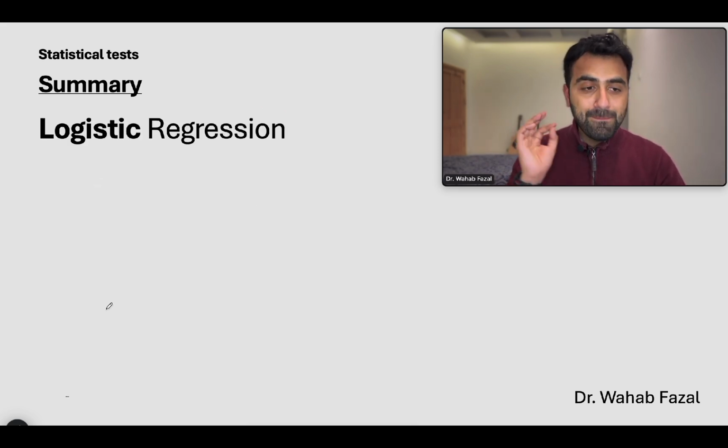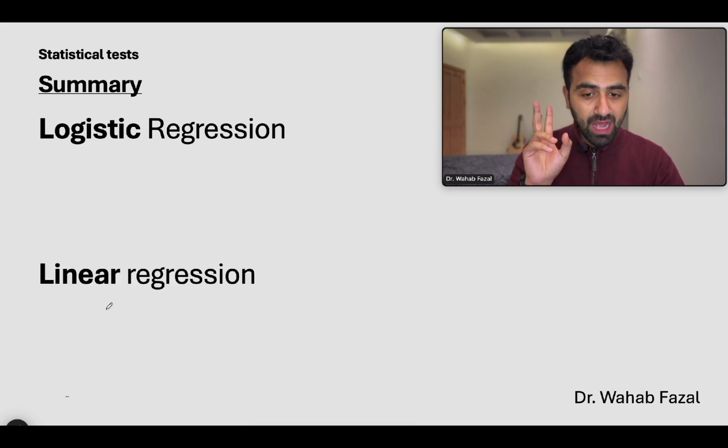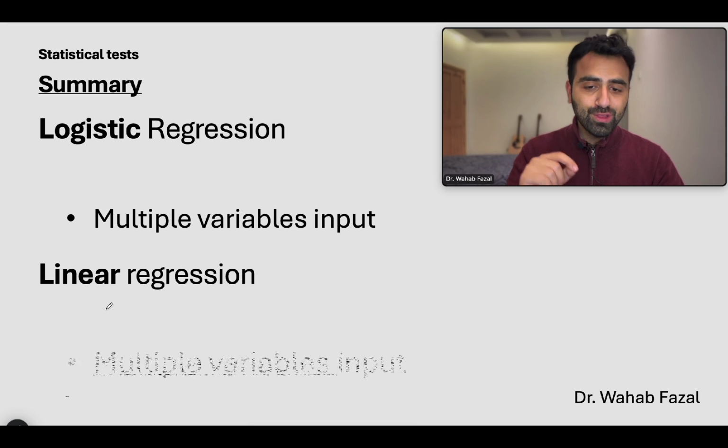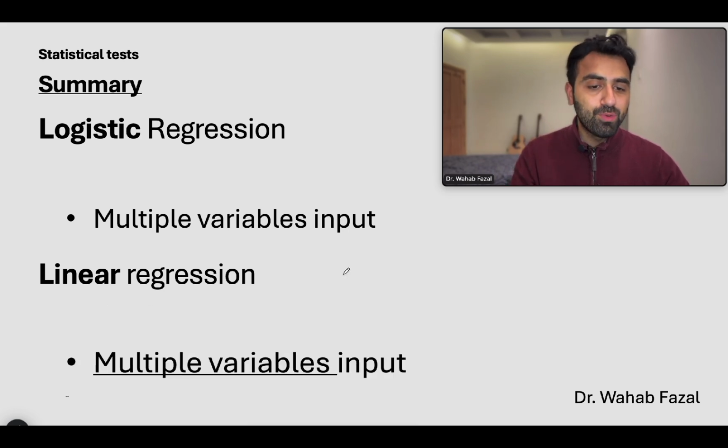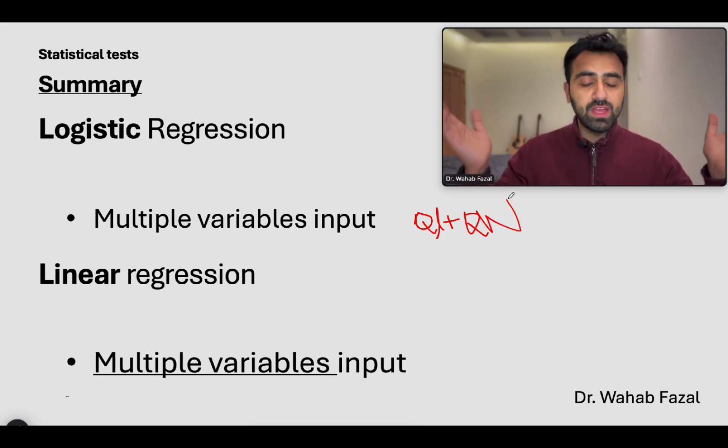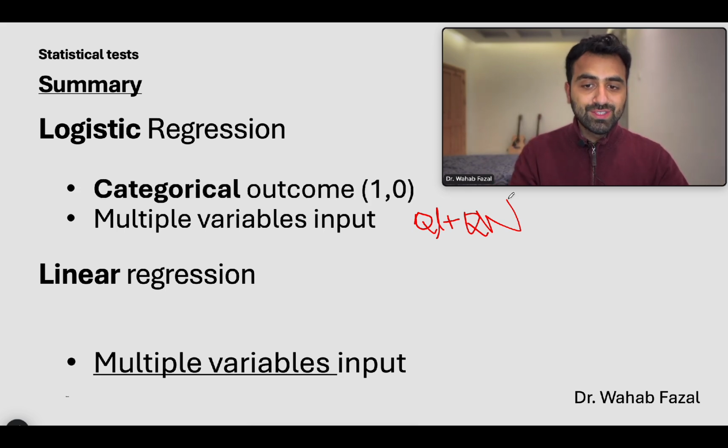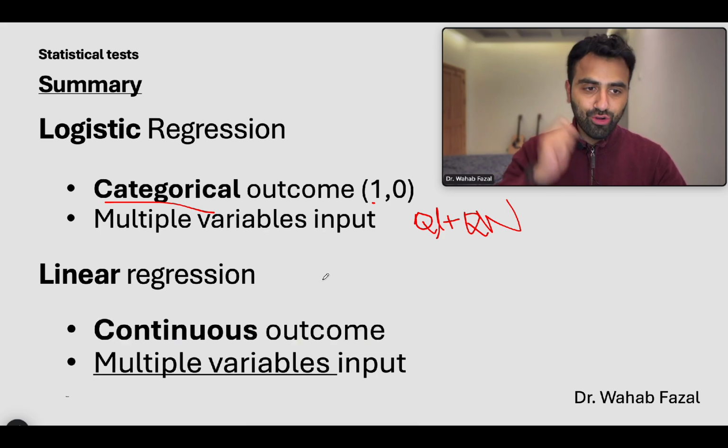Logistic regression predicts the logical yes-no, dichotomous outcome. Linear regression predicts the quantitative outcome. Both of them have multiple variables as input, meaning they can have qualitative or quantitative variables, and multiple. You can have hundreds of variables, it does not matter. Logistic and linear regression are statistical magic. Logistic regression predicts the logical yes-no categorical 1-0 outcome. Linear regression predicts the continuous outcome.